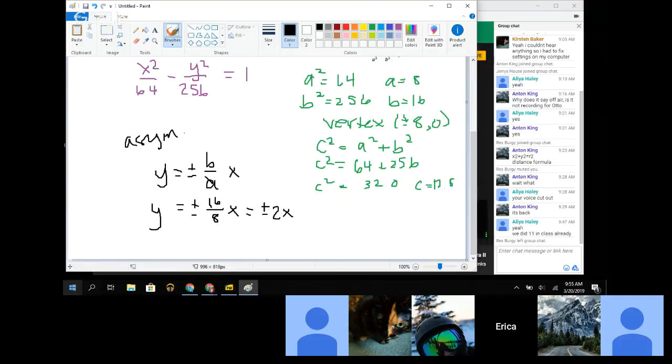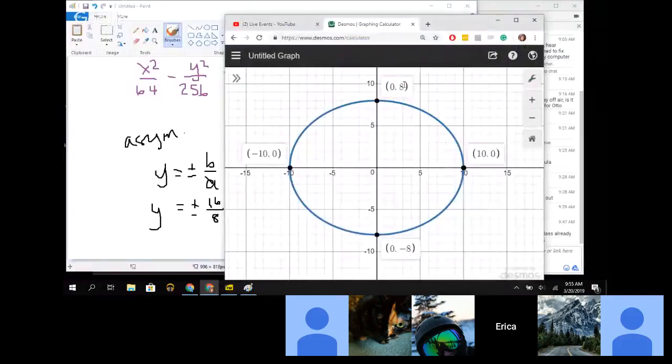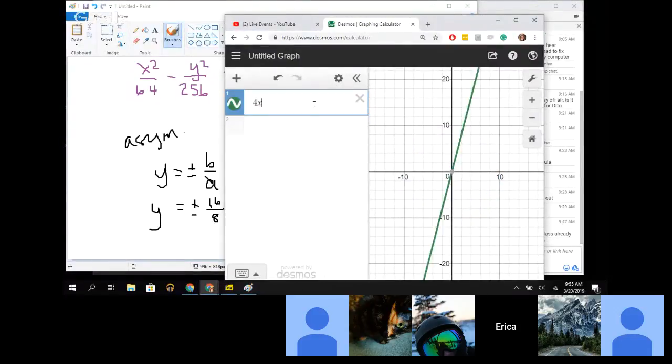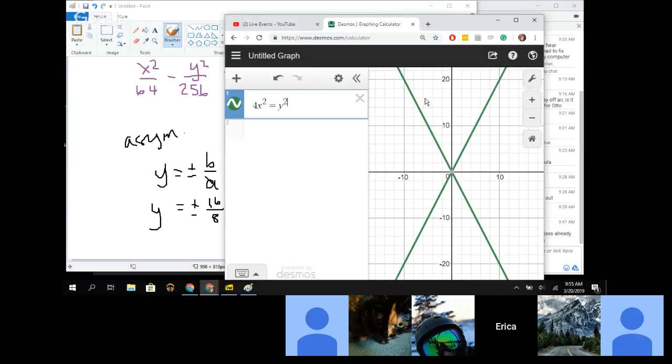So let's graph this super quickly because I know that pretty much time is up here, just to make sure that we got it right. So number 11 is 4x squared minus y squared. Oh, nope, not equals. That's pretty cool looking though. Minus y squared equals, we should have like a Desmos art day.